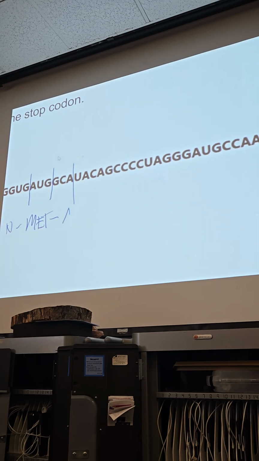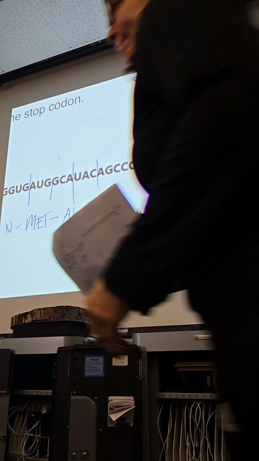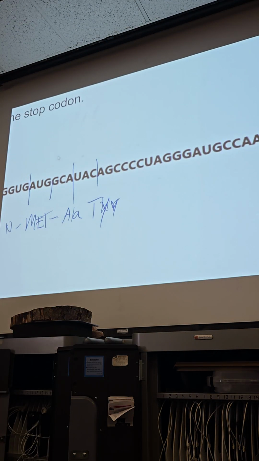Alanine. G, C, then we got UAC. Alanine. U, Tyrosine. I think. No, TYR. Never mind, I'm way off. Let me see if they know how to. Okay. TYR, you get this. Then we got AGC. Serine, yes.